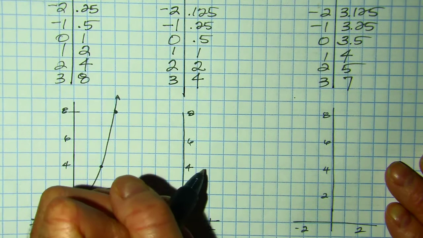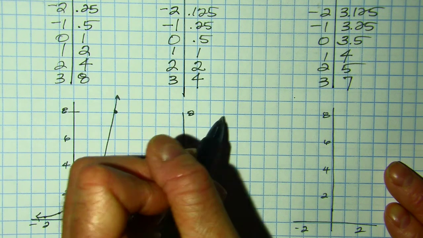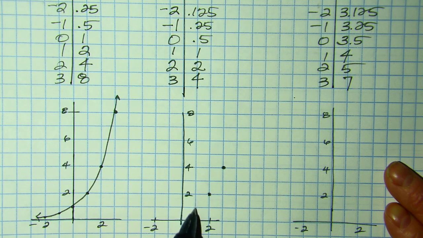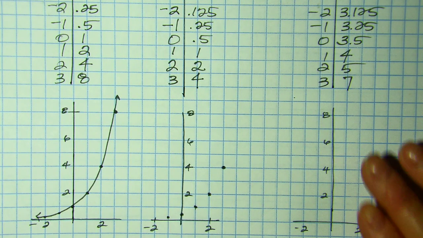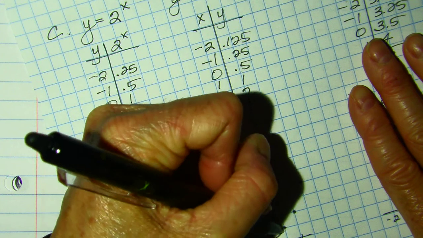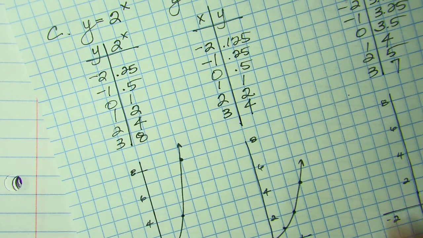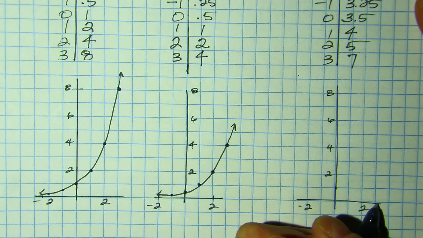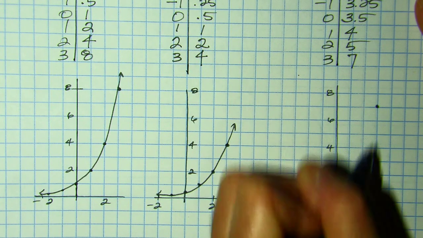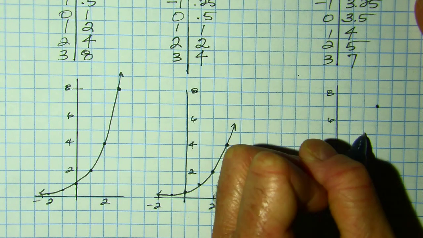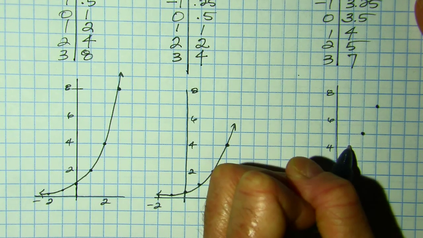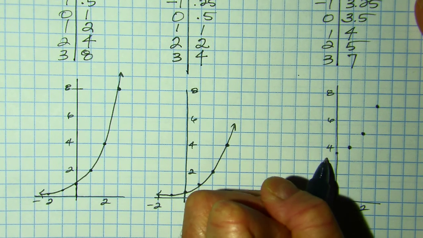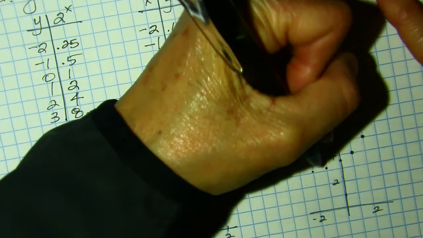This next one, everything's cut in half. So this point that should be at 8 is now at 4. The 4 is now at 2. 2 is at 1, 0.5, 0.25. So notice my graph got cut in half. And this last one, everything is being shifted up 3. So 3, 7, 2, 5, 1, 4, 0, 3.5, 3.25, 3.125.